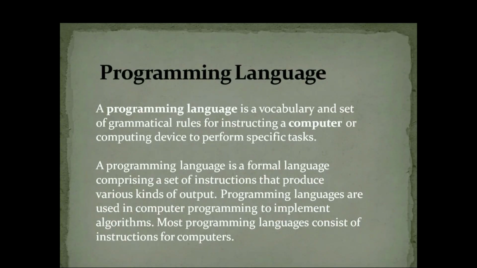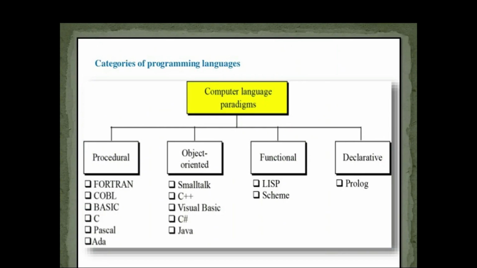So now come to the next subtopic, which is categories of programming languages. These are some categories which you see: the procedural, object oriented, functional, declarative, in which procedural has the C language, object oriented has C++. Okay, so Java is also object oriented, as you know, if you are a developer.